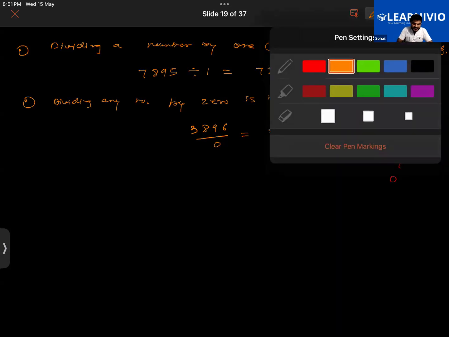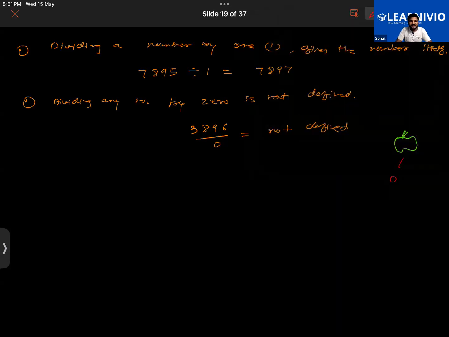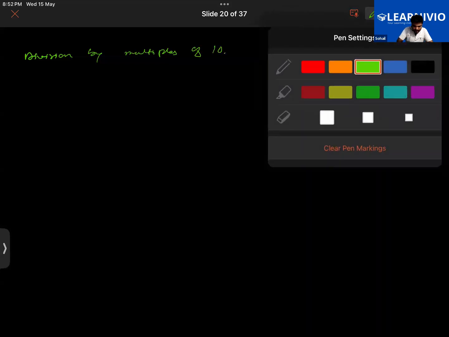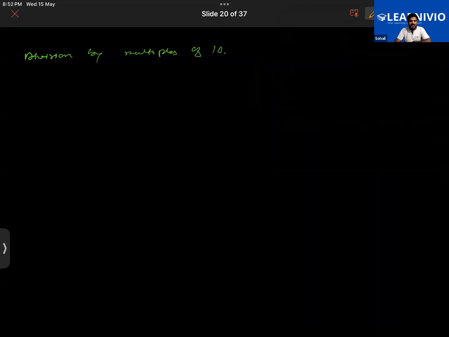Now let us next understand division by multiples of 10. For example, you have the number 396. You divide it by 10. The quotient will be as follows.